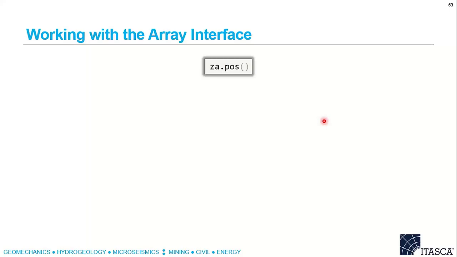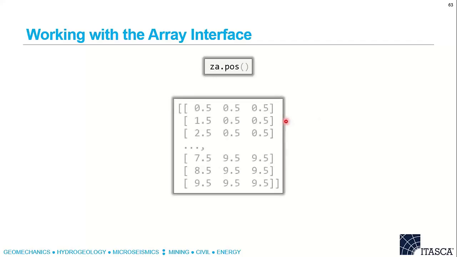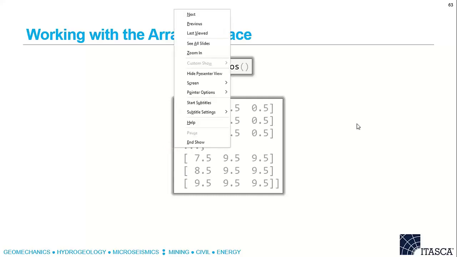So as was shown before, within the array interface, accessing the position of all the zones doesn't return the position of a single zone, but returns the position of every single zone within your model. And these ellipses are just used to shorten it, because otherwise this would continue all the way off the page for all thousands of zones.